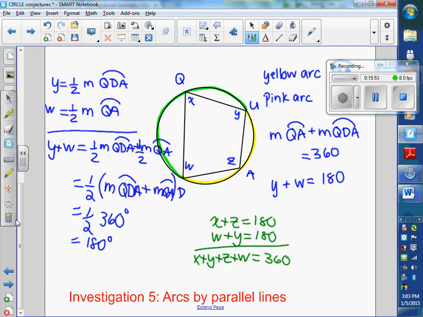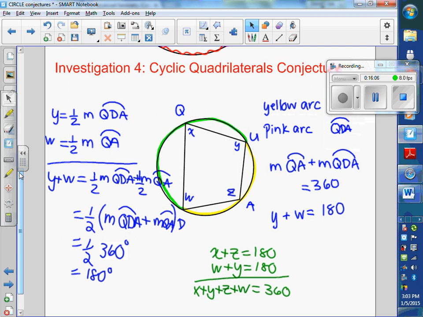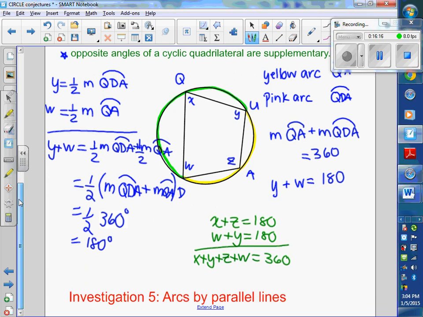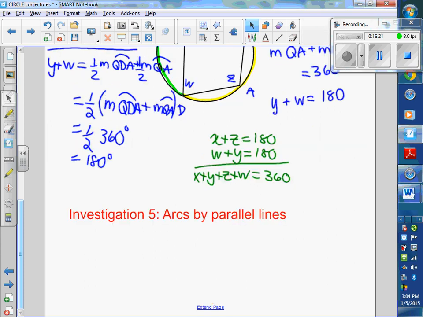So there's two things that are true here. Opposite angles of a cyclic quadrilateral are supplementary. And all four angles of the cyclic quadrilateral sum to 360. All right, so that's our conjecture right here. Okay, last thing, and we'll practice these things in class tomorrow if you have questions. This is much easier.